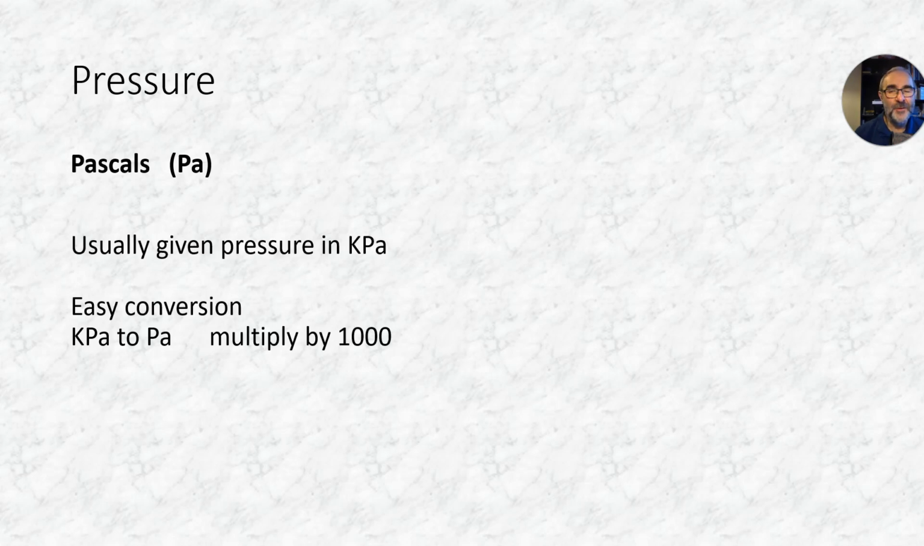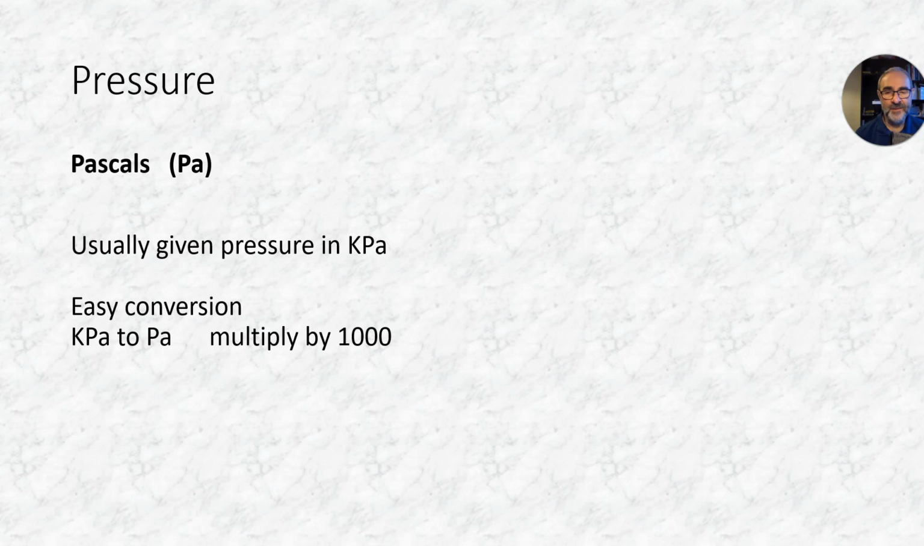Next we have pressure. And pressure is in the units of pascals. Pascals have the abbreviation capital P, lowercase a. You're very often given pressure values in kilopascals. But if you need to use that pressure in a calculation, and that's usually going to be the ideal gas equation, you need to convert the kilopascals to pascals. Again, it's an easy one. Just multiply the kilopascal value by 1,000 to get how many pascals.